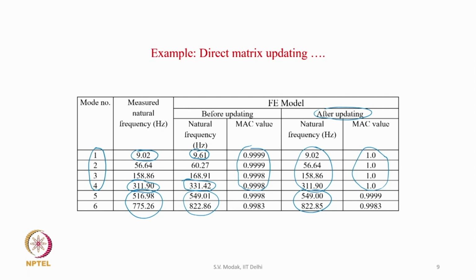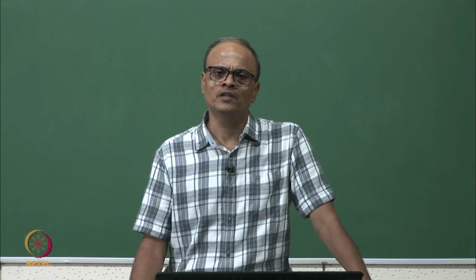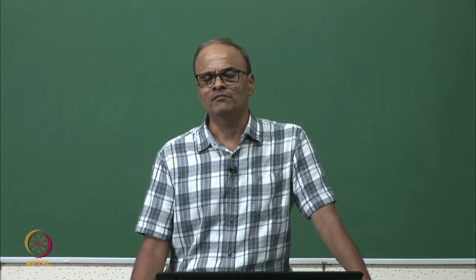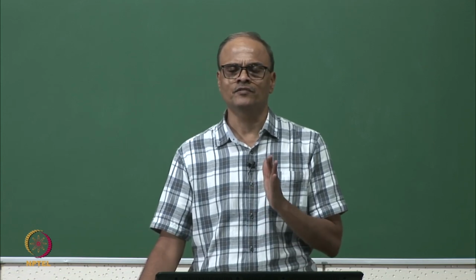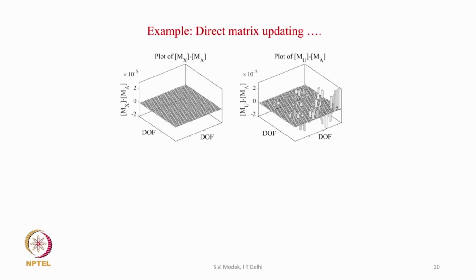So, let us also now compare the actual error in the mass and stiffness matrices and the changes which are brought by the updating method in these matrices. And this is possible because currently we are looking at a simulated study, so we know the correct mass matrix and correct stiffness matrix. So, this is the comparison of plot of the actual error in the mass matrix with the change in the mass matrix as a result of updating. You can see on the left hand side we are plotting Mx minus Ma. Mx is the mass matrix of the experimental structure and Ma is the mass matrix of the initial FE model. So, this difference indicates how much was the error in the initial FE model mass matrix before updating.